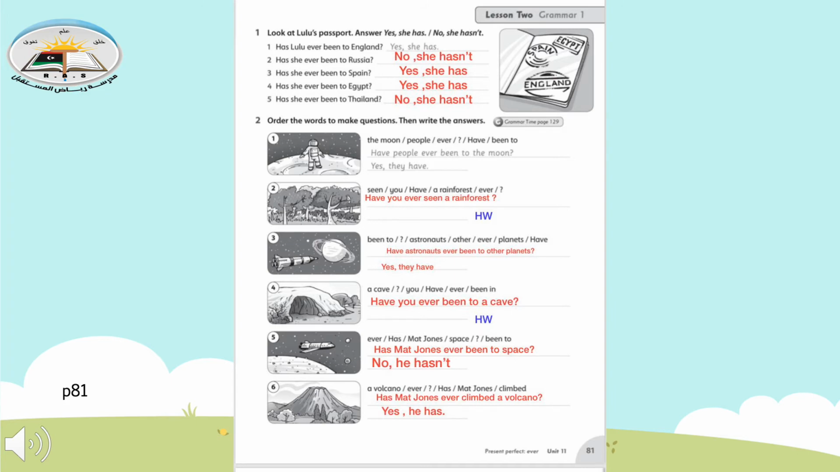Number 5. Has Matt Jones ever been to space? The answer, no, he hasn't. So, when we order the words, we get, has Matt Jones ever been to space? And the answer, no, he hasn't. And then number 6, we have, a volcano, ever, has, Matt Jones, climbed. The answer, has Matt Jones ever climbed a volcano? The answer, yes, he has.